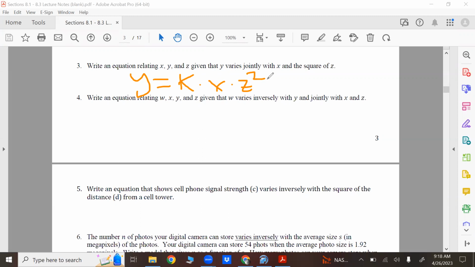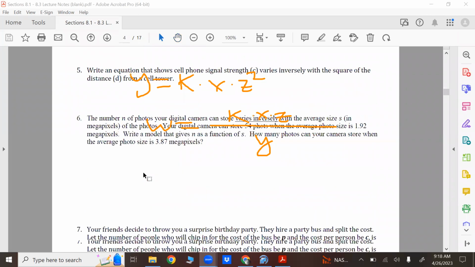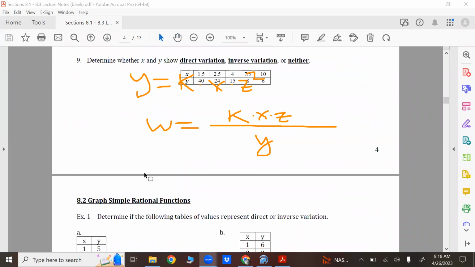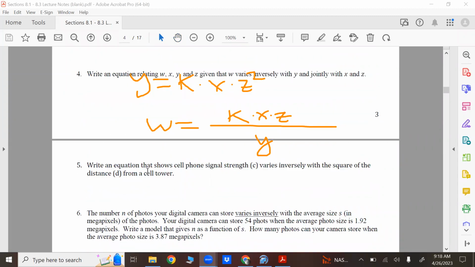Let's look at number 4. Write an equation relating w, x, y, and z. So w equals what? X and Z are up top. What goes down below? And it's just y. Nothing's squared or rooted or anything like that. Yep. Good. Okay. So now what we'll do, we won't worry about this, but maybe we could come back to this page later on when we do some review.